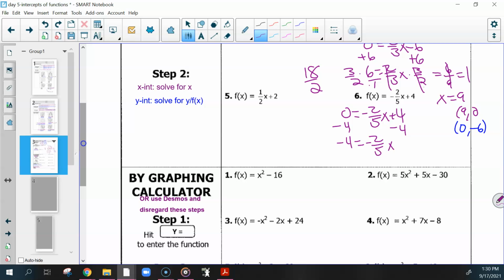So we have that fraction, take its reciprocal, multiply it on both sides. -4 times -5 is +20. 2 times 1 is 2. 20 over 2 is 10. And what would the y-intercept be?